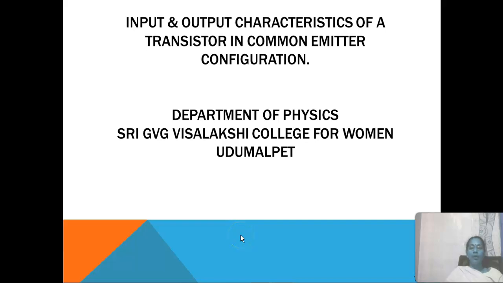Good morning everyone. Today we are going to discuss the input and output characteristics of a transistor in common emitter configuration. A transistor in a common emitter configuration has two important characteristics, namely input characteristics and output characteristics. First, let us see input characteristics.